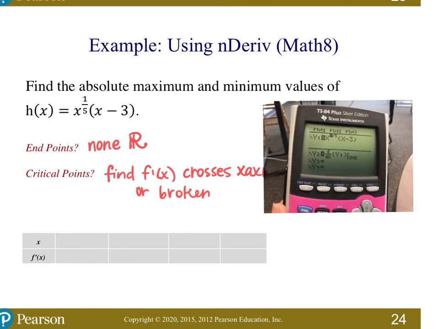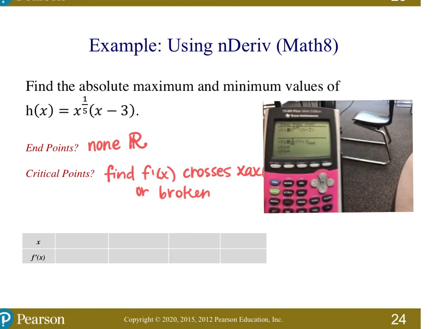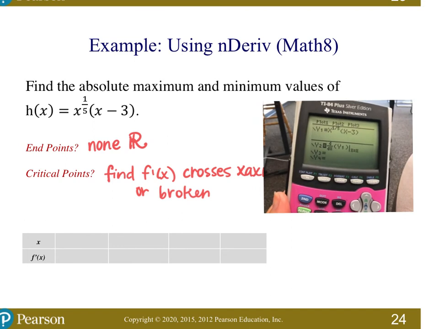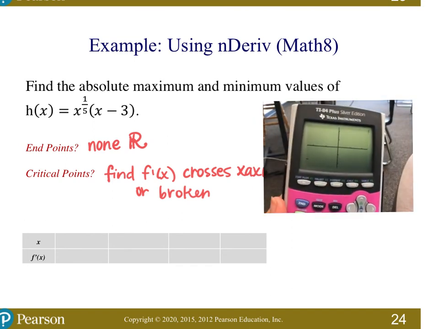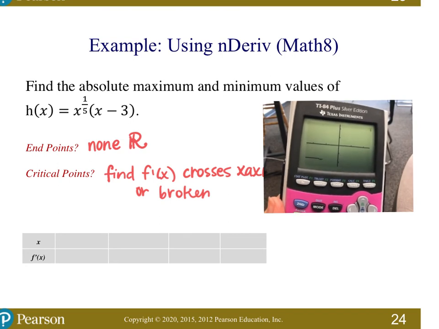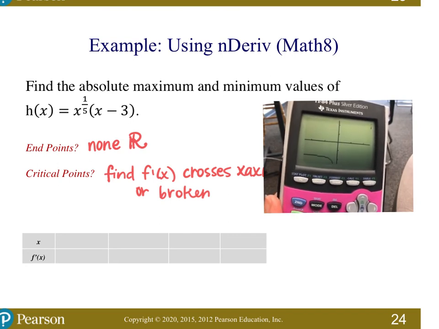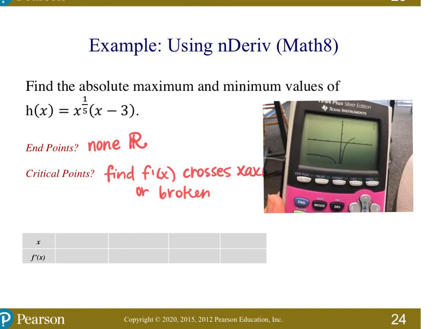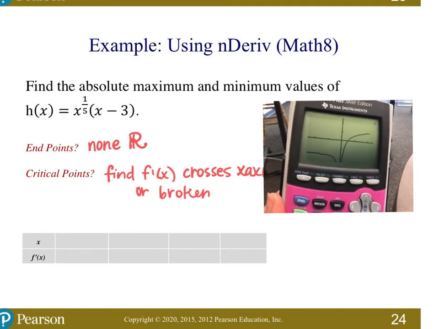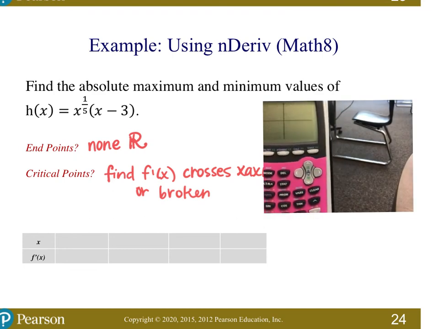Okay, I have my original function in y1. Let me unhighlight that. I already know that my window is set to standard, so I'm ready to take a look at the graph. Oh no, you know what? I had zoomed in last time, so I forgot to check that my window was back to standard. So I'm going to have to put my window back to standard here as soon as it's finished. Okay, it's finished drawing. Let me go back to a zoom standard here.